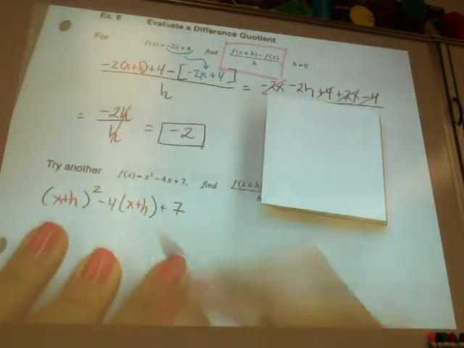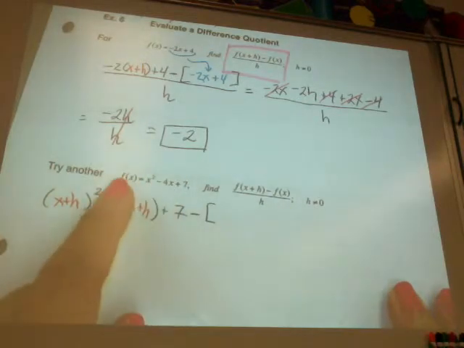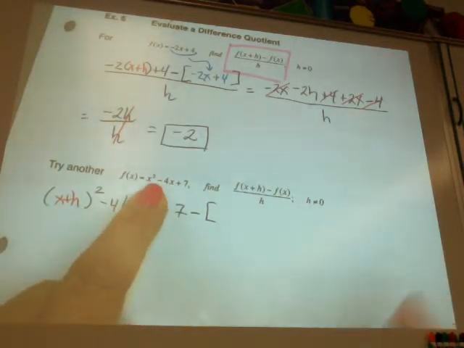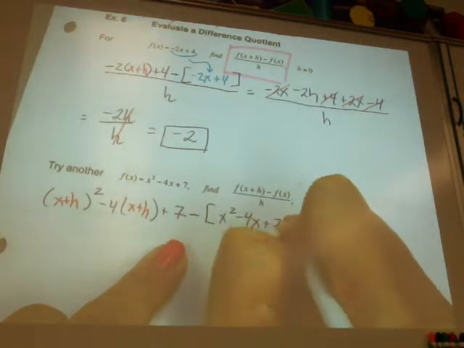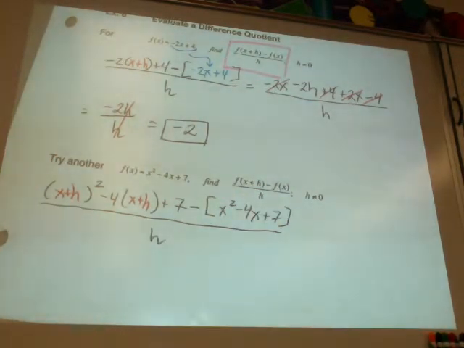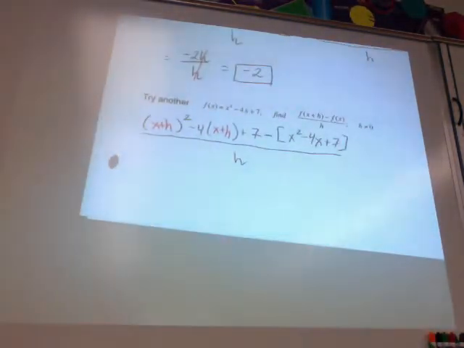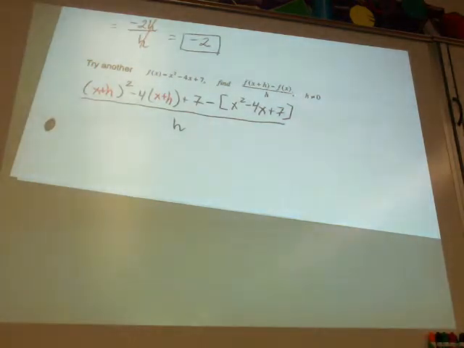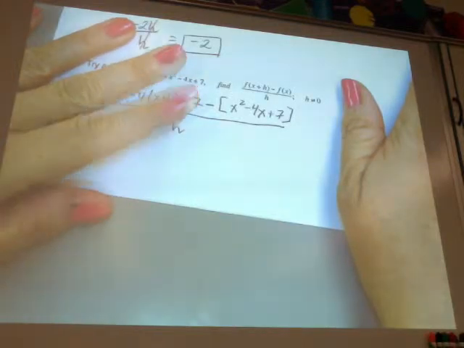Then we have to subtract f of x. Since this is f of x, I'm not changing it. I'm going to subtract that whole thing. So I've used brackets, x squared minus 4x plus 7, and those brackets, all over h. Here's where you have to be careful. So again, let me just start back again. This is my f of x plus h. This is my minus f of x, and it's over h.